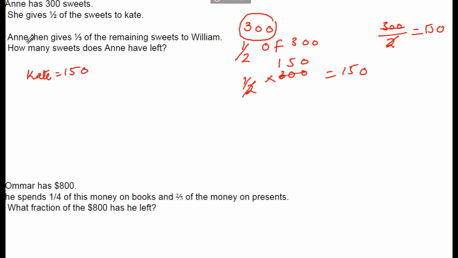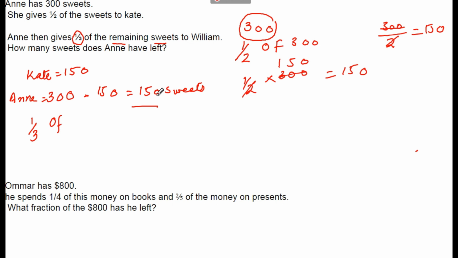Okay, now Annie then gives 1/3 of the remaining sweets. So look at the word remaining sweets. It means how many sweets are left with Annie. Annie had 300 before, and now after giving to Kate she is left with 150 sweets, right? Now these will be the remaining sweets. Okay, so now she has given 1/3, the same thing written in your question I'm writing over here. I'm not doing anything special. So 1/3 of the remaining sweets, they are 150.